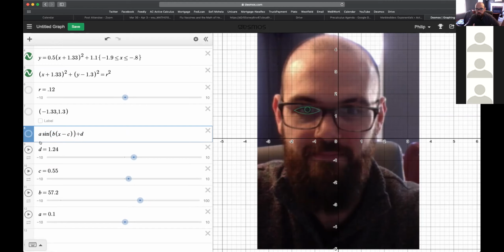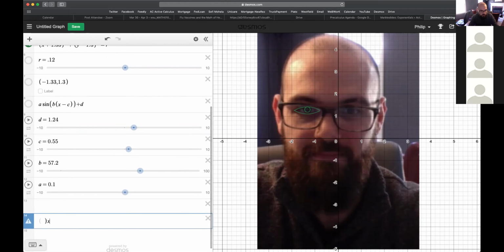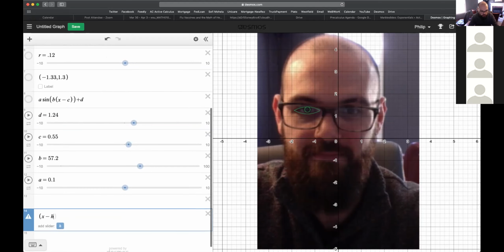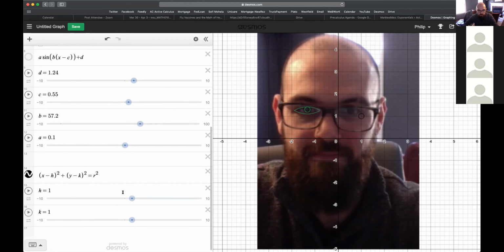Are there any more functions that we can use besides those three? Yeah, so we covered linear functions, quadratic functions, all the different trigonometric functions. We have circles. So let's add another one here. We saw circles are x minus h squared plus y minus k squared equals r squared. This gives us a circle.